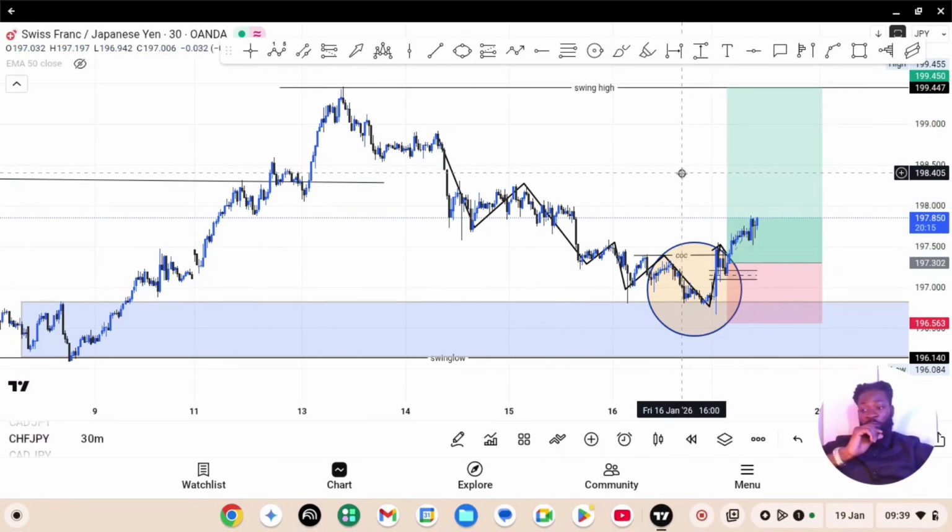All right, so I'm on this trade. Let me show you guys. I'm on this trade. I think I'm already running in profit. As you can see, I don't know if you can see it, I'm already running in profit. This is a live account, by the way.